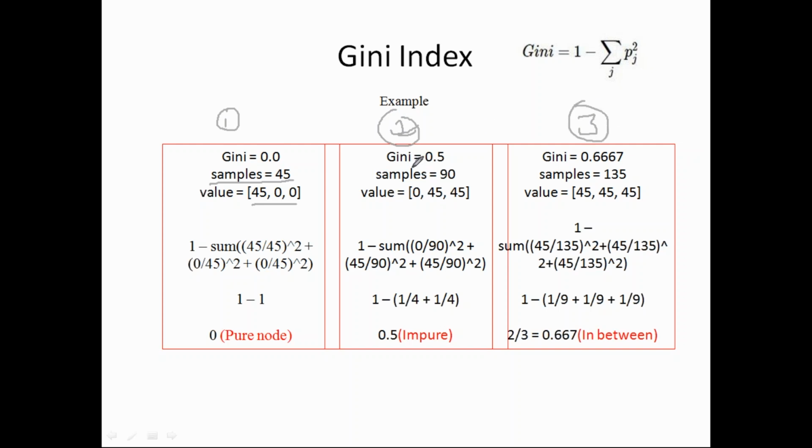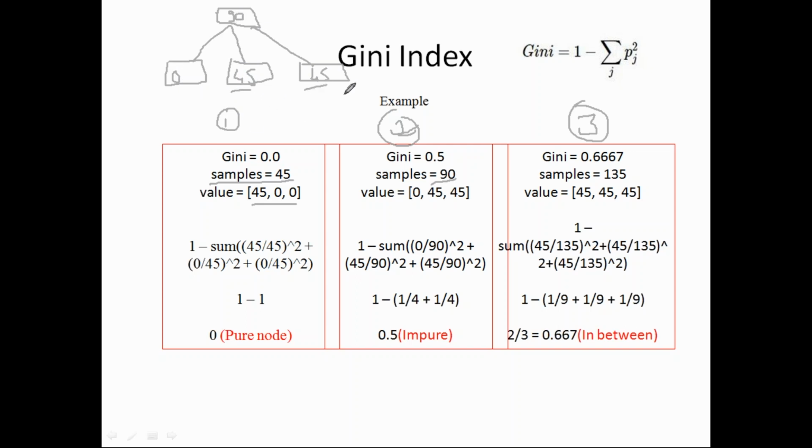Let's take the second case. Your samples were 90, you have 90 data points. Now when you split it on some attribute, again you split it like this, and like this, three ways. Then on this node you got 0, on this node you got 45, and this node you got 45, and this was 90.